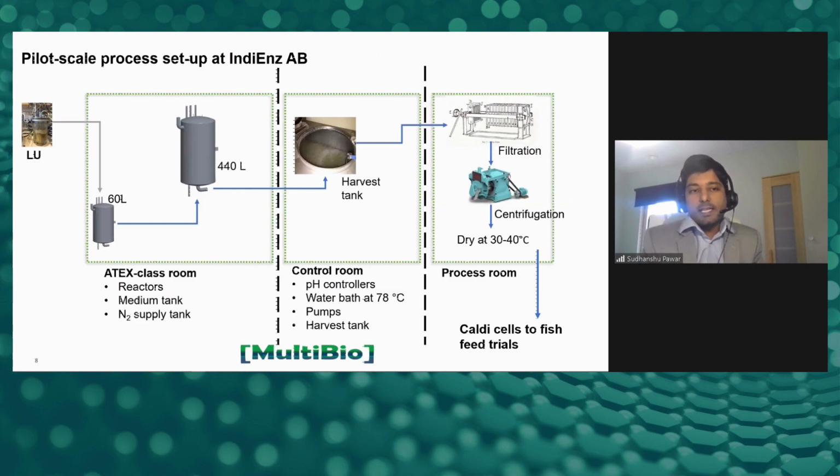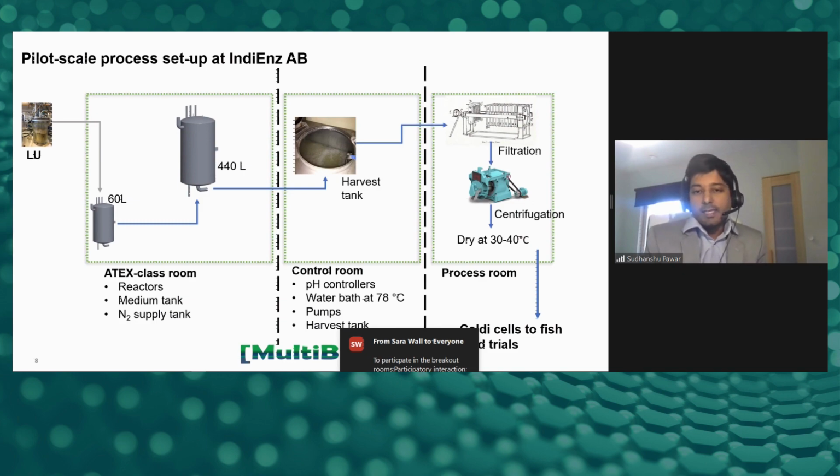Then, of course, the initial work in the lab led to the pilot scale process. We had to be careful about the safety aspect of the hydrogen gas, and we needed ATEX classified facilities. And then the aim was to also produce enough microbial biomass that could be used for fish feed trials.